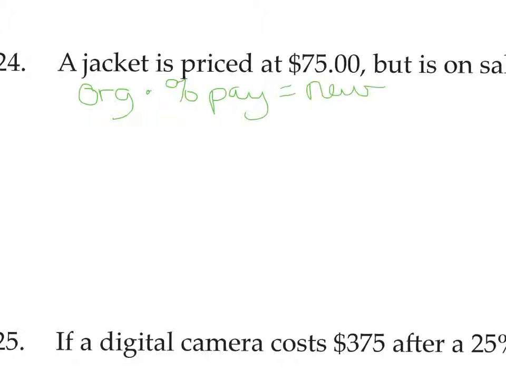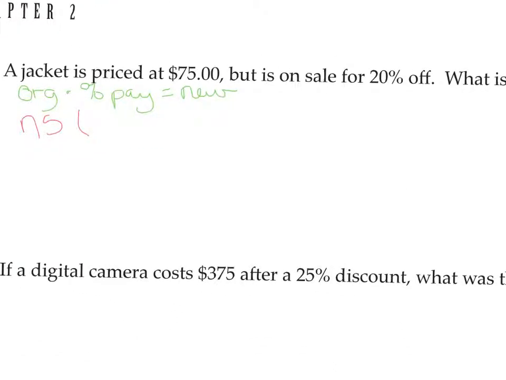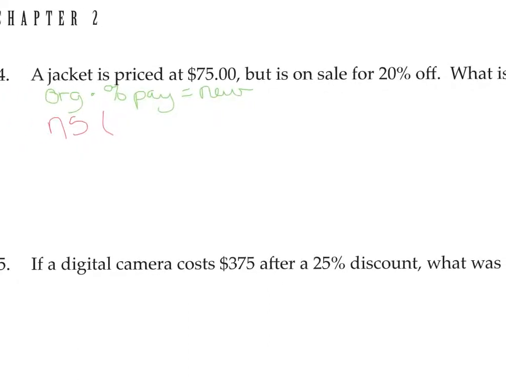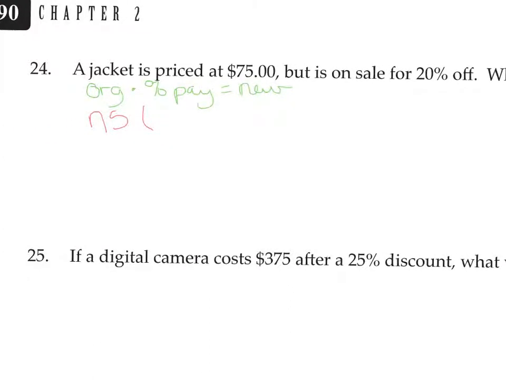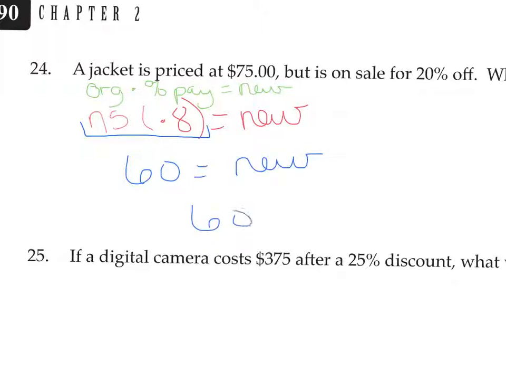All right. The original price for the jacket is $75. What percent are we paying though? It says it's on sale for 20% off. We're not paying 20%. They're taking 20% off. So we're paying 80%, which in a decimal is 0.8. We don't know the new price. So to find the new price in this question, we just have to multiply 75 times 0.8. And again, you guys can do that off to the side. That comes out to be 60. So the jacket is now $60.